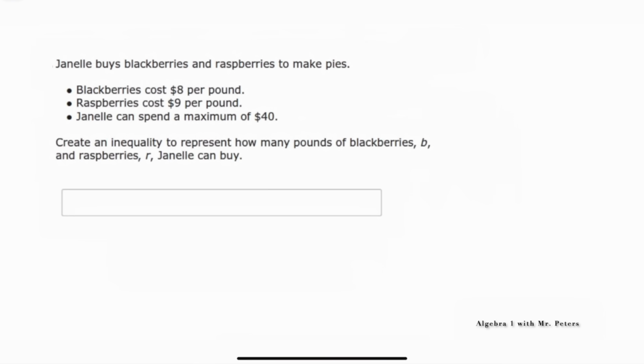They want us to create an inequality to represent the scenario. So two things we need to know.